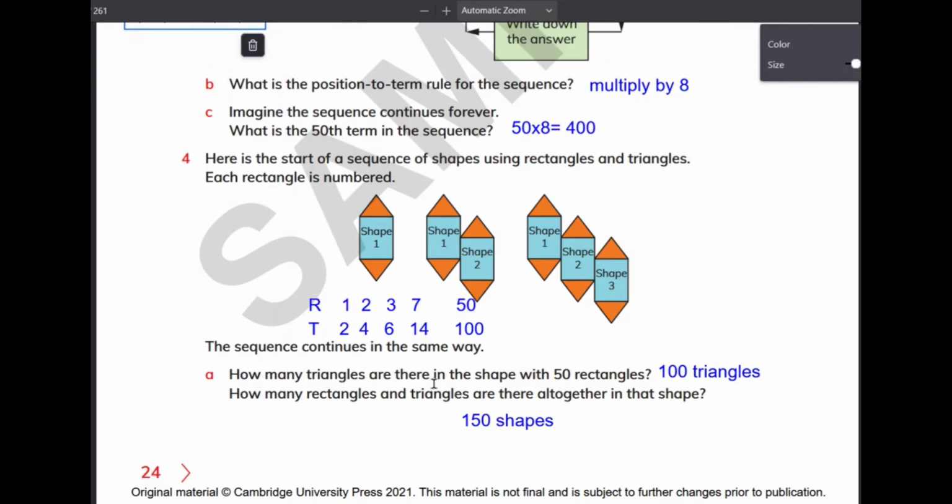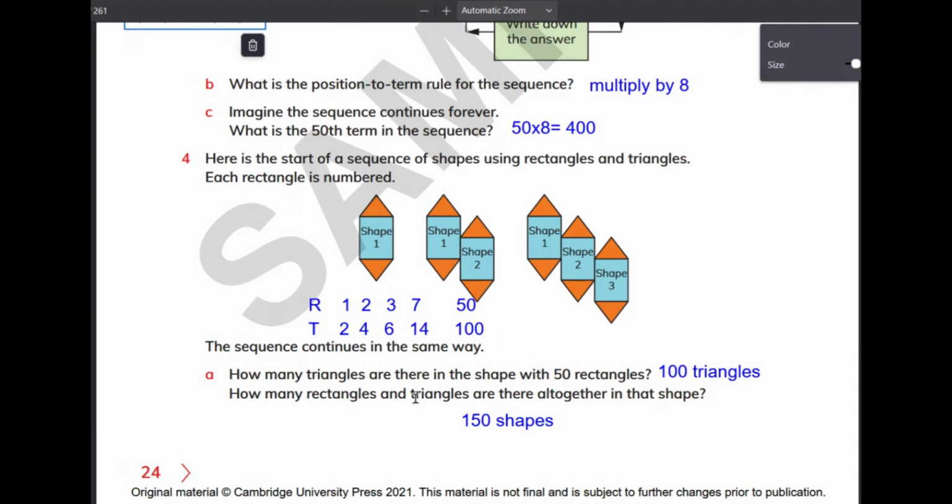So the question, they say the sequence continues in the same way. How many triangles are there in the shape with 50 rectangles? Like I know here, this is 1, this is 2, this is 2, this is 4, 3, 6. Every time the number of triangles is double the number of rectangles. So when there are 50, 50 multiplied by 2 is going to be 100.